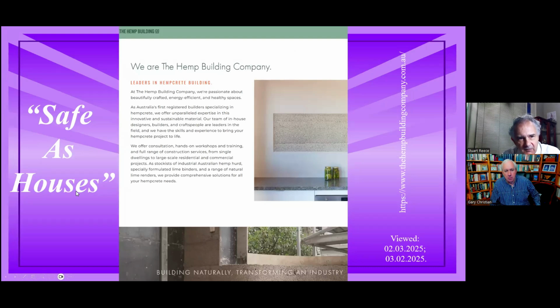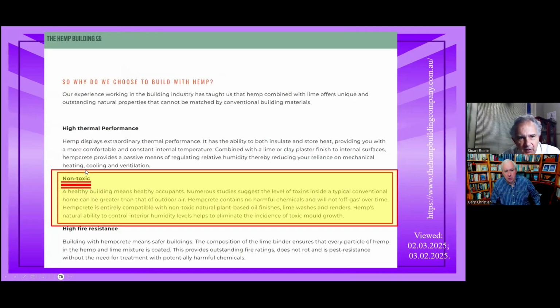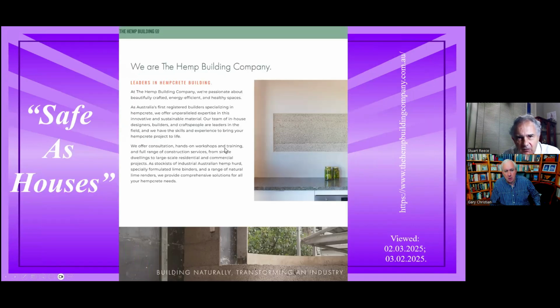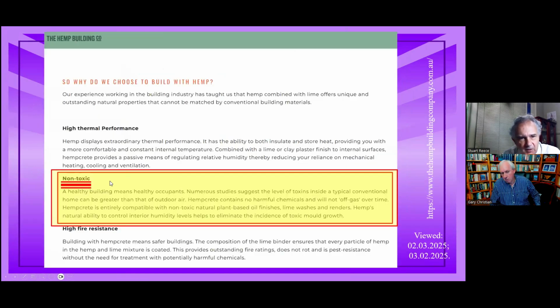Now, safe as houses, we all know the expression safe as houses. There's actually in Melbourne a hemp building company, and they talk about their product being non-toxic. It's called hempcrete, which is something like concrete, hemp fiber mixed with limestone, and they can make walls and tables from it. And it's said to be non-toxic, but I don't think they understand about cannabinoid genotoxicity.